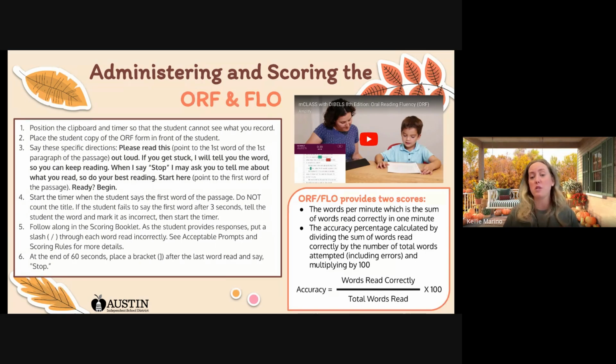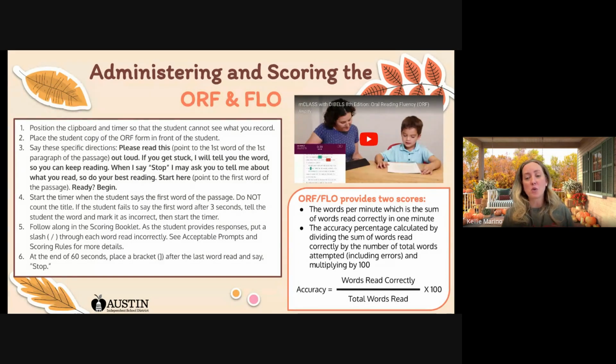Either they got the word or they did not get the word. If the student comes back and self-corrects, you can mark the word as self-corrected, and then it would be counted as correct. So please remember that the ORF and the FLO provide 2 scores from the one assessment. One is the words per minute, which is just the sum of the words read correctly in 1 minute. So you would count up the number of words read correctly. You would not count the ones that were incorrect. And that's it. And the student only read for 1 minute, so that's the number of words read per minute.